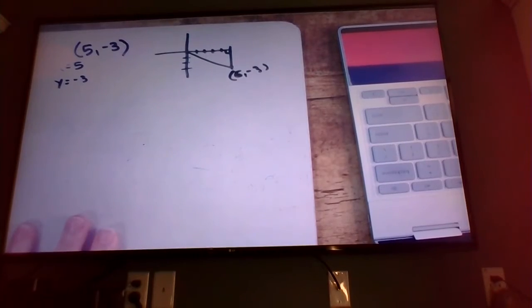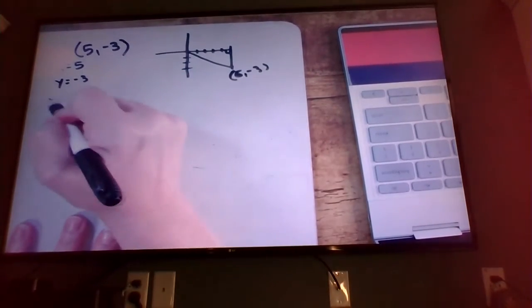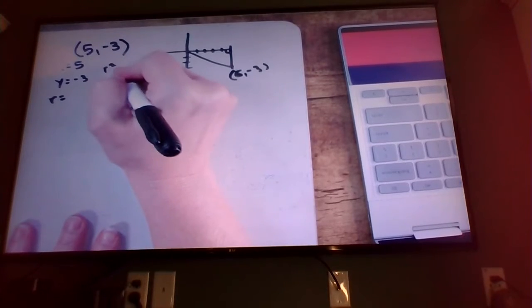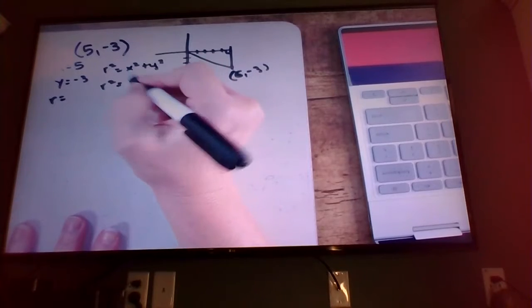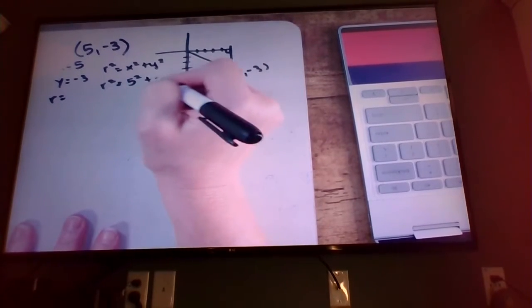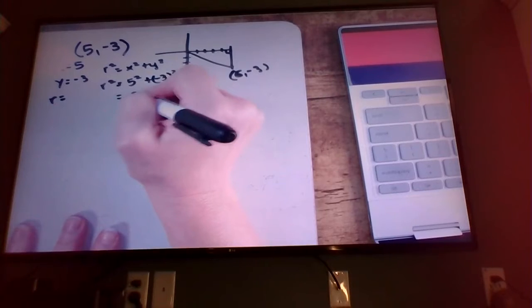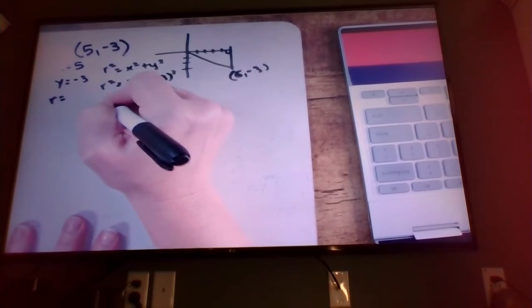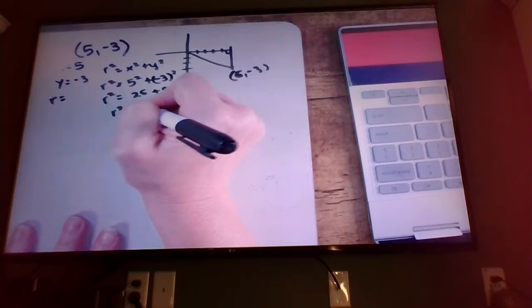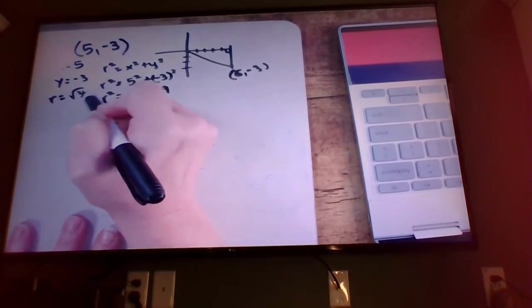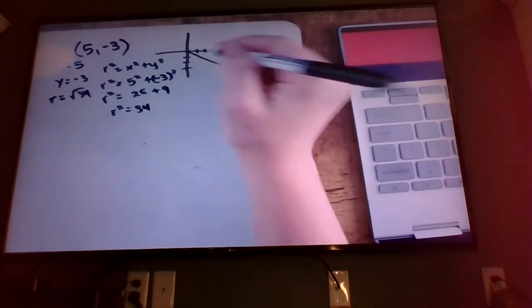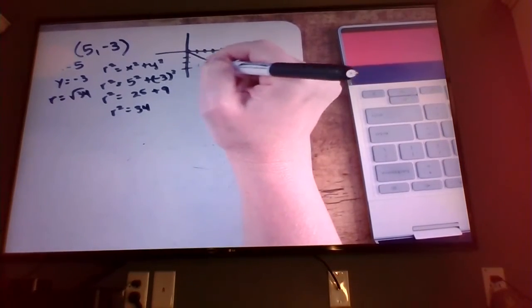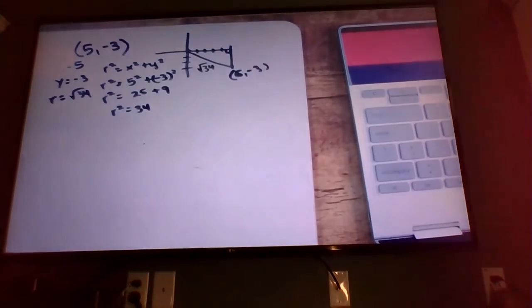If I use the Pythagorean theorem, I can find r, because r squared equals x squared plus y squared. So r squared would equal 5 squared plus negative 3 squared, so that's 25 plus 9. So r squared is 34, and r is the square root of 34. We're just going to leave it as the square root of 34 for now. I know it's plus or minus, but that is a distance from here to here, so it is just the square root of 34.